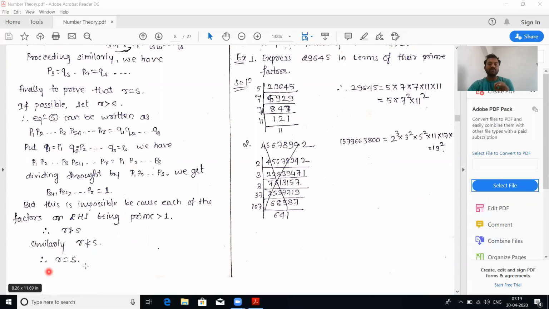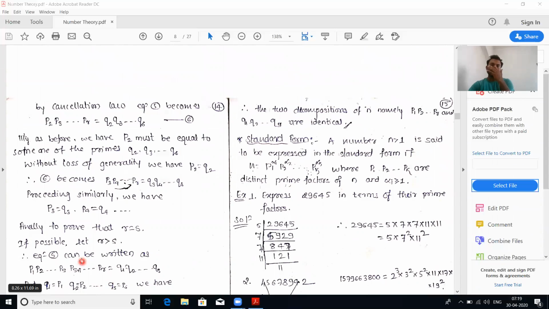Therefore, R must be equal to S by the law of trichotomy. So the two decompositions you have written, P1 to PR and Q1 to QS, are identical. Remember, any natural number n greater than 1 can be expressed as a product of primes in one and only one way. Remember, the prime factors may be repeated; they are not necessarily all distinct. They may be distinct, or may not be distinct.